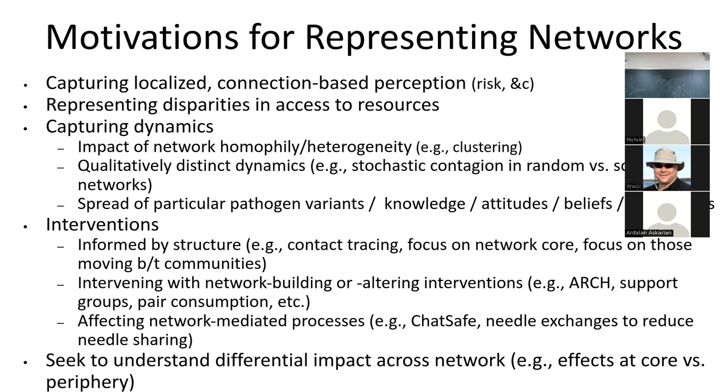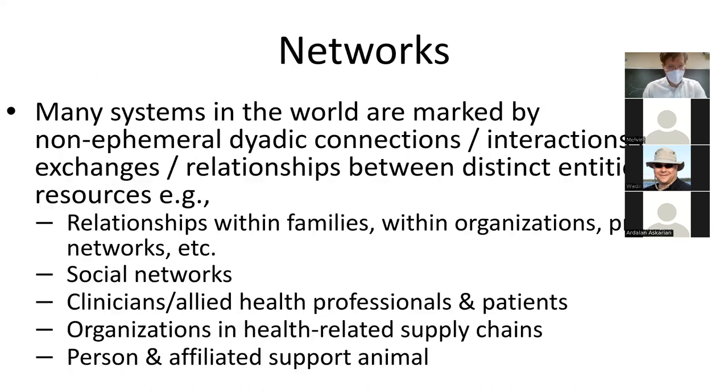So you can have a group that doesn't get vaccinated for measles, for example, and measles may not be able to survive in the broader population, but it might survive in that subgroup due to clustering. And you can get qualitatively different dynamics in the context of what are known as scale-free networks, for example, where it goes and then explodes at certain points because it reaches highly influential people. Representing networks can help you understand the impact across the network.